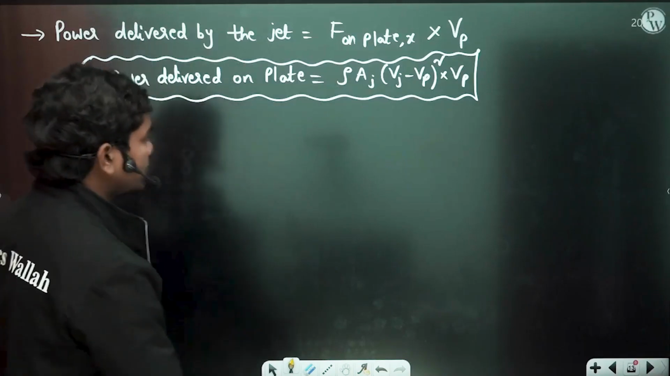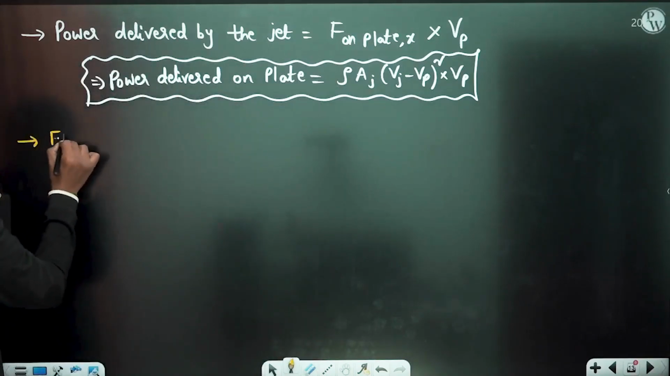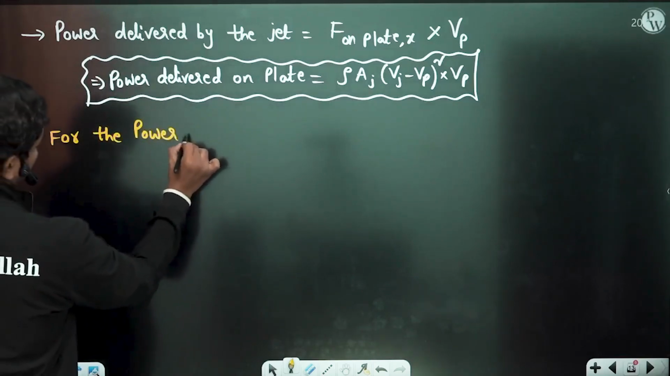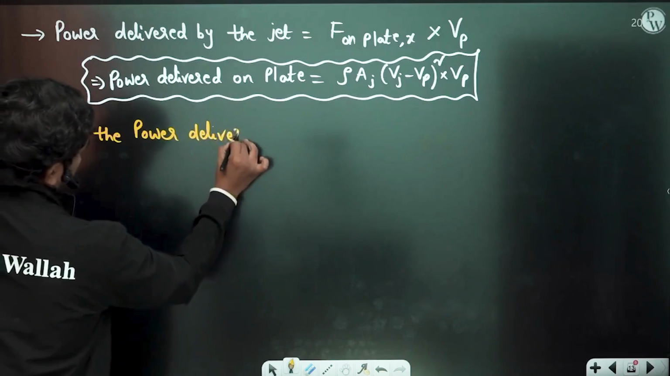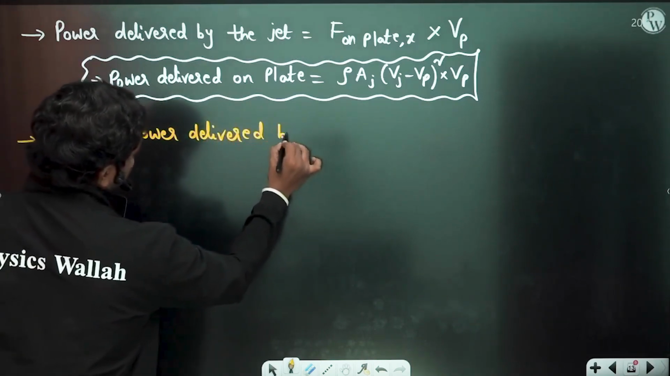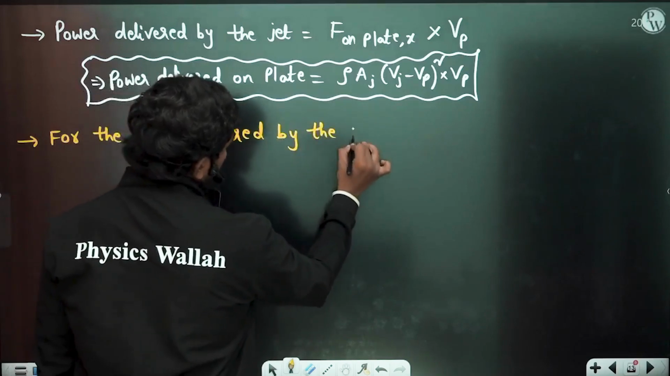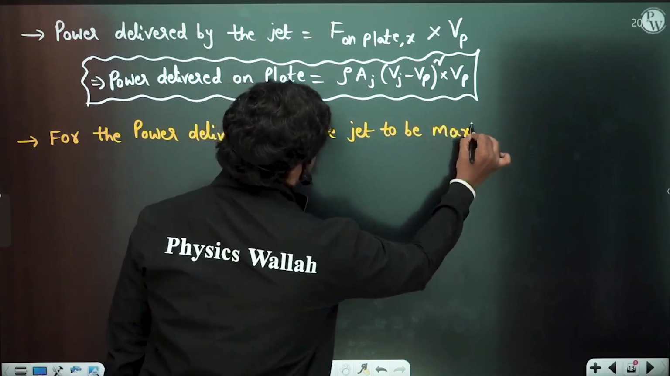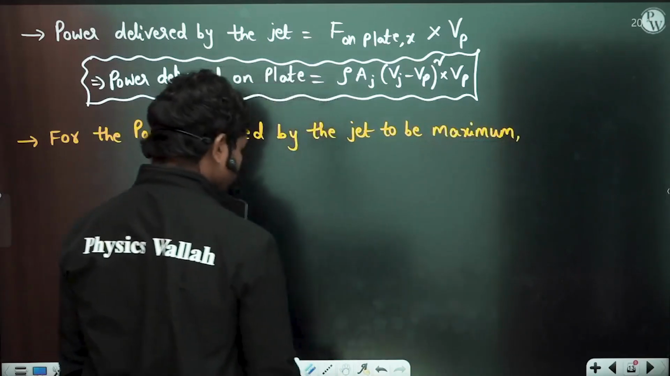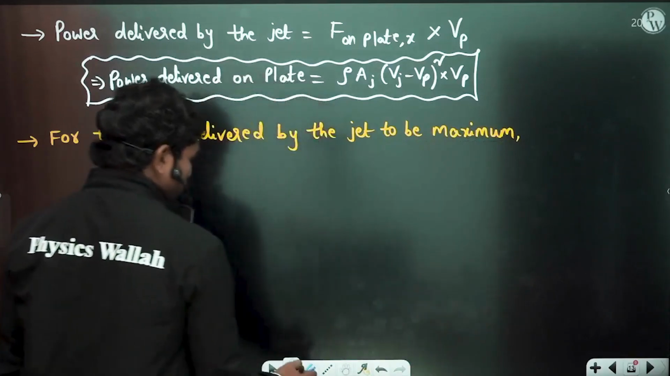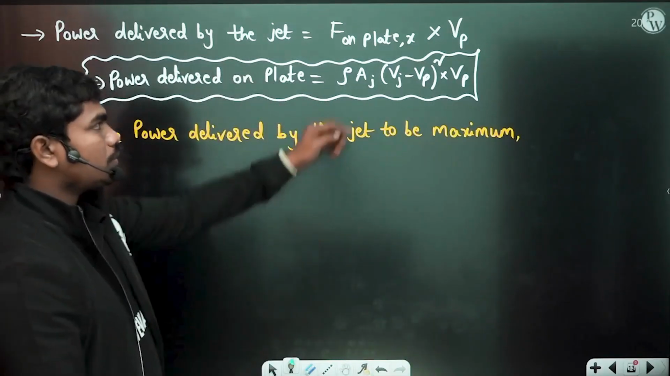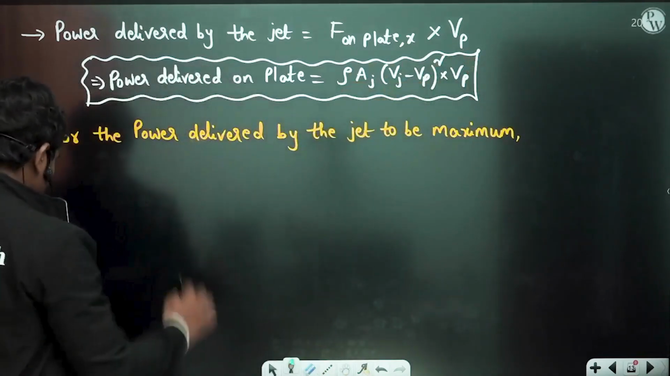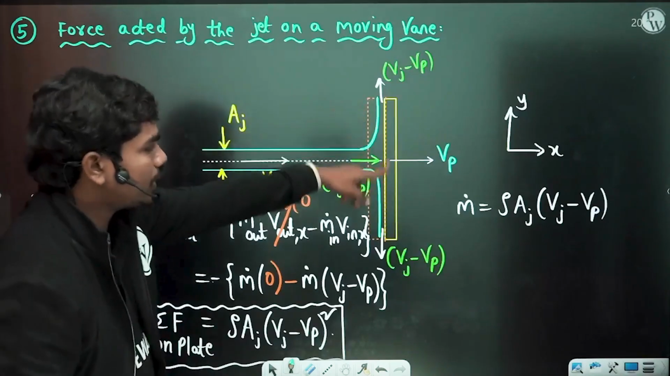Let us try to observe here. Okay, so for the power delivered by the jet to be maximum, let us suppose you are restricting the velocity of the plate movement. So let us suppose this fluid jet is maintained constantly, but the plate motion is restricted.